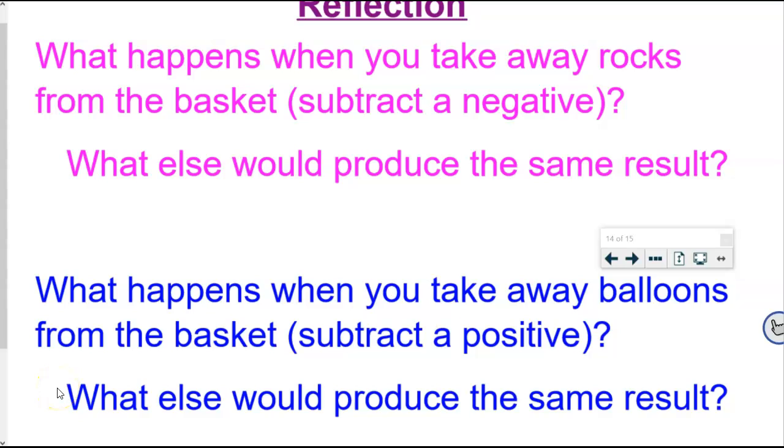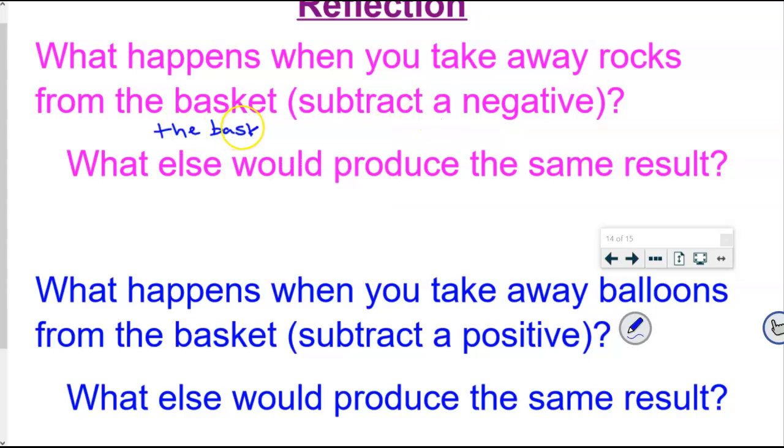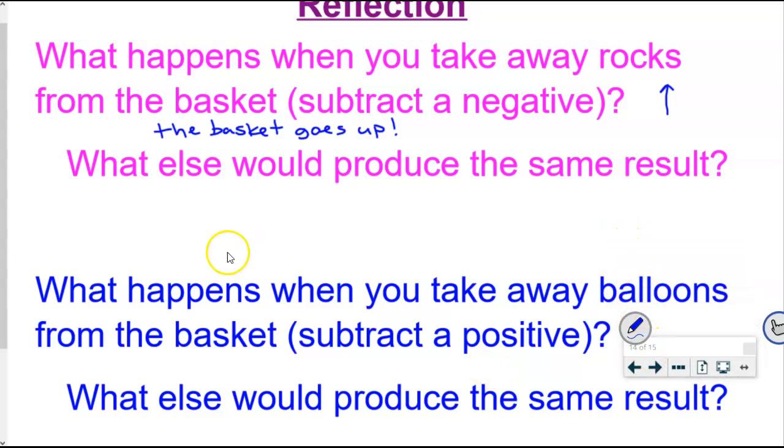Hands here. What happens when we take away rocks from the basket? We're taking rocks out. What happens to that basket? Gideon. The basket goes up. That's kind of a big deal. Because again, we took something away, we did a subtraction problem, and the answer grew. It got bigger. The basket goes up. What else can I do to produce the same result? What else can I do? If I want the basket to go up, what else could I do instead?